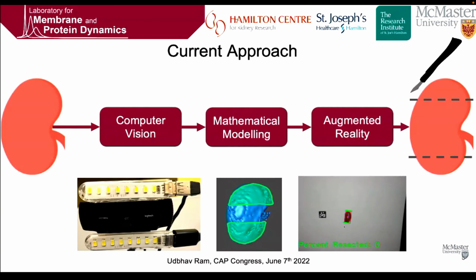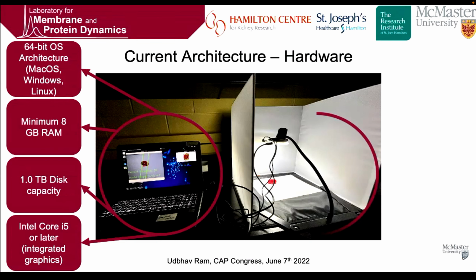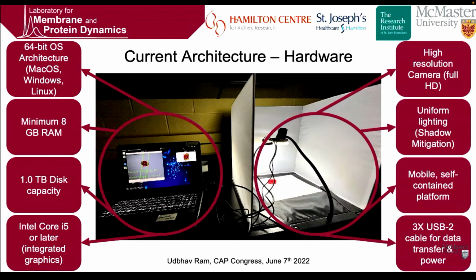Now, as far as our current architecture goes, for hardware, we have 2 things. We have a computer, and as you can see here, it has some specifications, but this is just to say it's not a supercomputer. It's something that you can find at any lab or any home setup. What you can also see is an enclosure. This enclosure includes a high-resolution camera and some lighting, and it mainly serves us 2 purposes. One is to mitigate shadows and occlusion and to control the light very efficiently. The other is to create a mobile and self-contained platform that we can take from our test bench to a surgical environment and anywhere else that we might want to test.